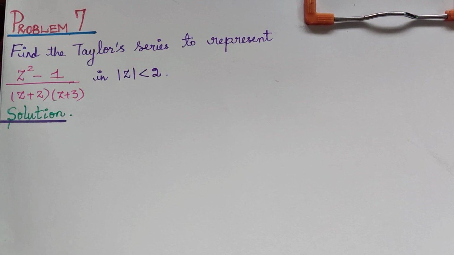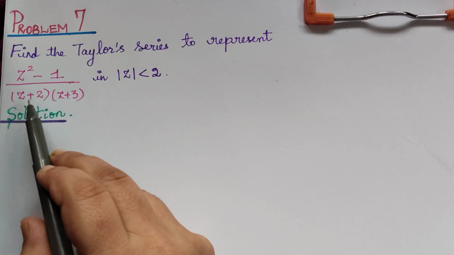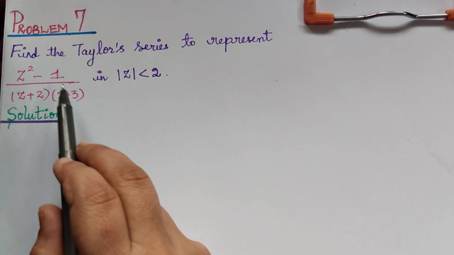Dear students, under the lecture series on complex analysis, we are solving problems under the topic Taylor series. The question here is: find the Taylor series to represent (z square minus 1) divided by (z plus 2) multiplied with (z plus 3) in mod z lesser than 2. Now, in order to solve this, first of all, we have to expand this by using partial fraction.